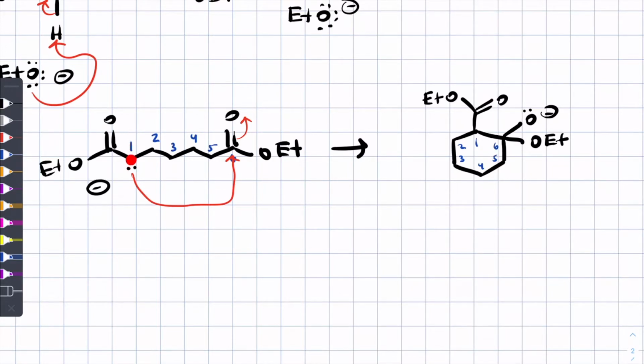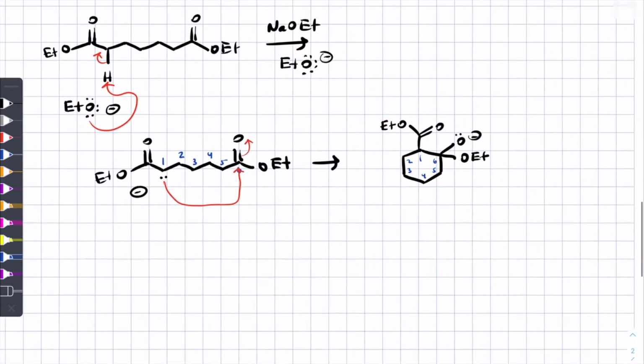Carbon 1, the alpha carbon, is attached to this ester, so that's why I put that there. Carbon 6 should have the negatively charged oxygen of our tetrahedral intermediate and the ethoxy group, and the new bond we made is between carbons 1 and 6. Then we have electrons on that tetrahedral intermediate kick down and kick off the ethoxy group. And we'll show this as the product.